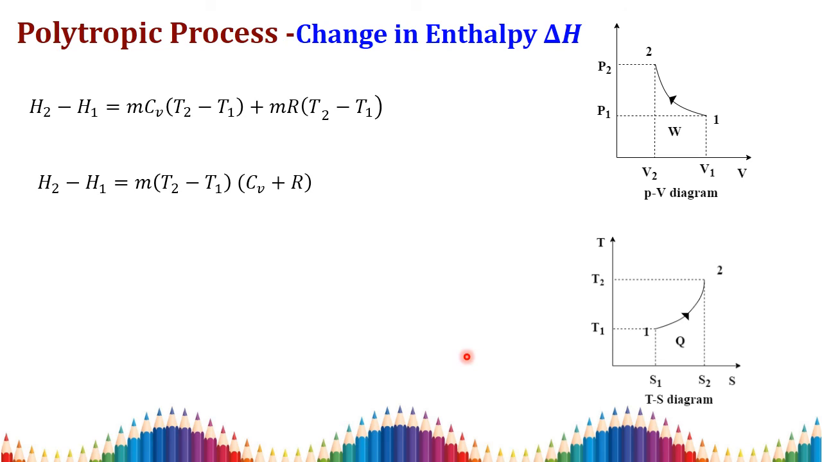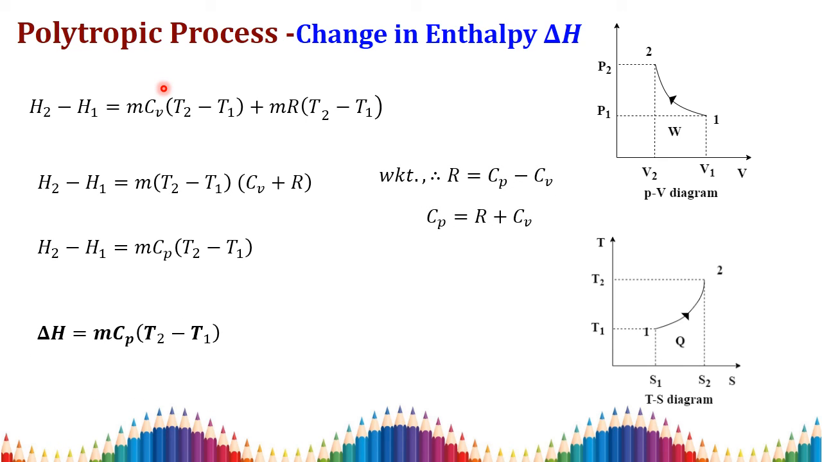So here I am taking out the T2 minus T1, that is the common term, outside. In the next step, m and T2 minus T1 are common, so take them outside. You will get m into T2 minus T1 into Cv plus R. We know that R is equal to Cp minus Cv, so the specific heat capacity at constant pressure is R plus Cv. Replace this R plus Cv with Cp. So the final delta H is equal to mCp into T2 minus T1, or it can be written as mCp into delta T or dT.